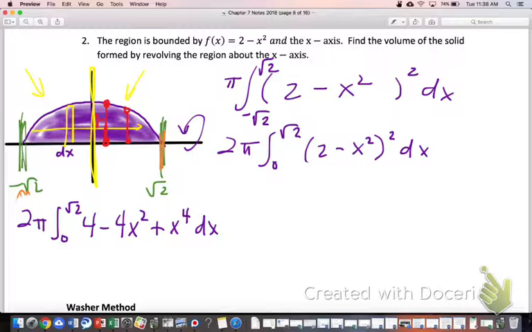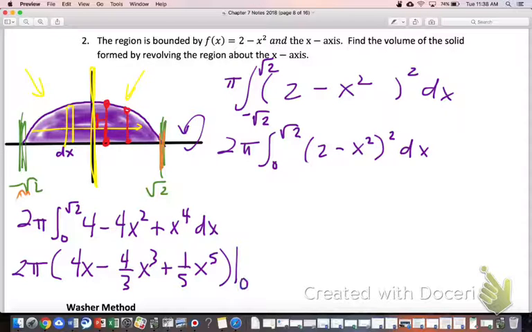Walking around, there were definitely a little bit of issues with the algebra of expanding and foiling. This would be your new integrand if you did expand and foil, which you have to do. So then at your antiderivative stage, we'd have 2 pi times 4x minus 4/3 x cubed plus 1/5 x to the 5th, evaluated from 0 to root 2.